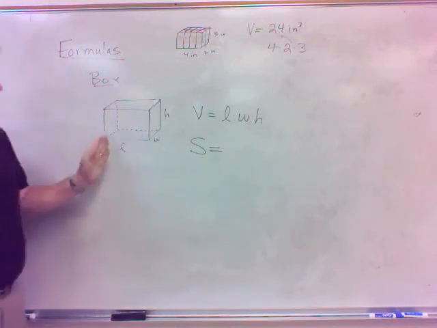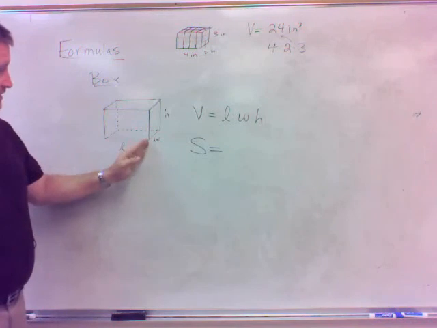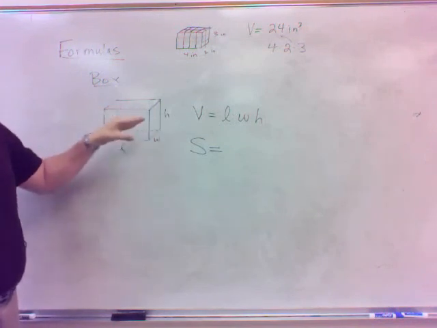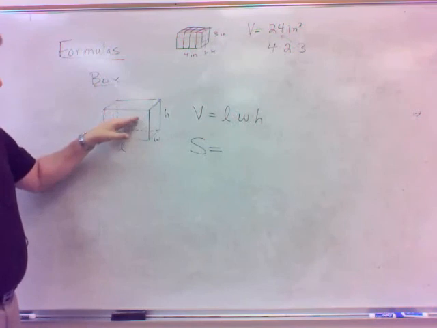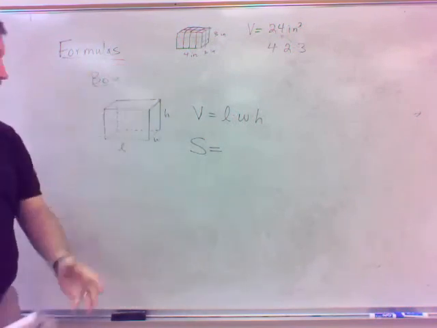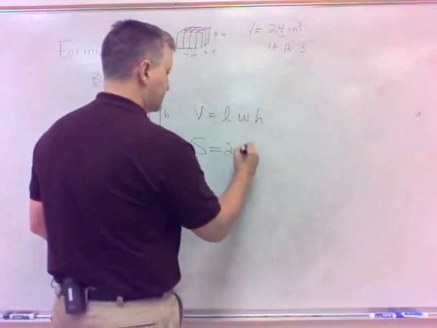Now, for the front, I've got the length and the height. So the area of that would be LH, right? Well, it just so happens I have an LH in the back too. So don't I have 2 LH? 2 LHs.